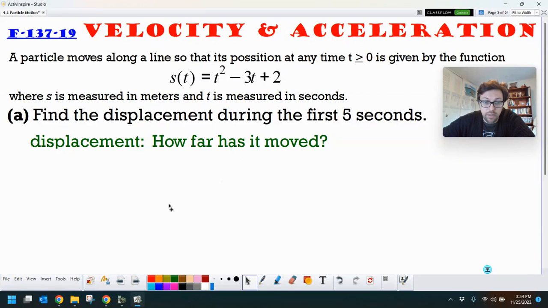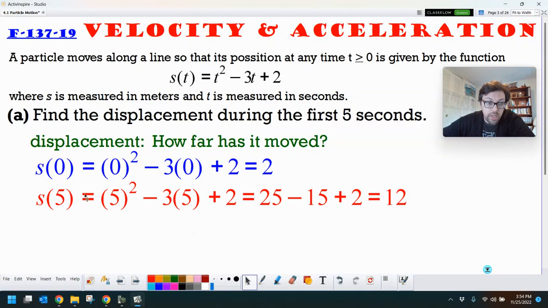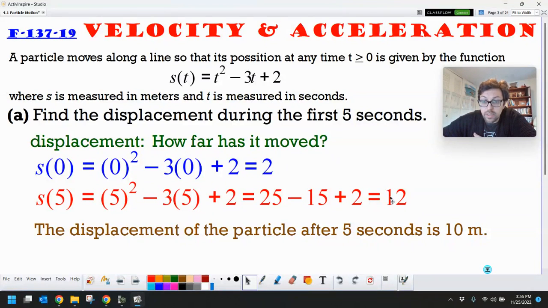We can take our t of 0 and plug that in. So its position at time 0 is 2. That's where it starts. And then after 5 seconds, where does it end up? Well, we can plug in 5 and we get 12. So over those 5 seconds, it's moved from 2 to 12. So its displacement is 10. I know it's 10 because we started at 2 and moved to 12. And I know it's going to be meters because in the problem they said s is measured in meters. I also didn't have to do anything funny with time because time is measured in seconds.